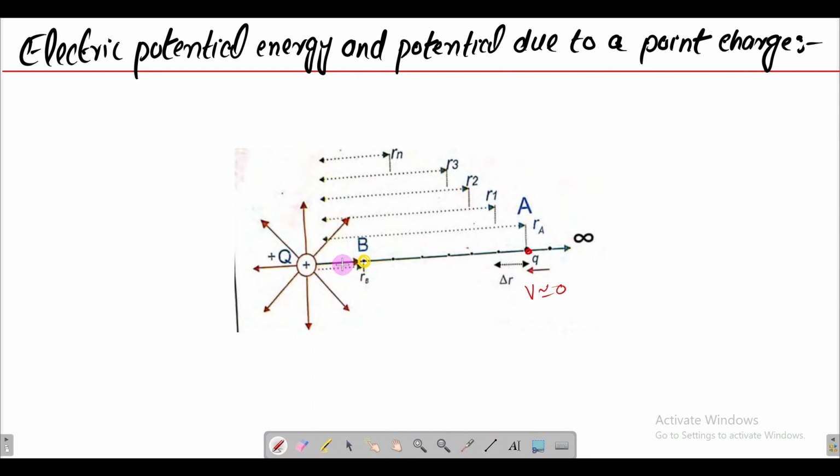If we go away from this positive charge, this voltage is decreasing, and if we reach infinite distance from this positive charge, then this voltage becomes zero.